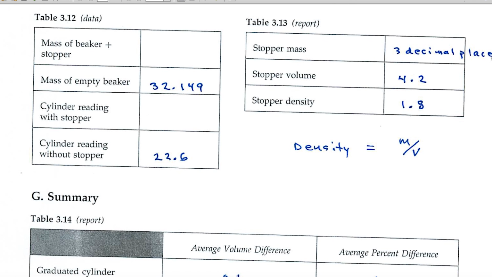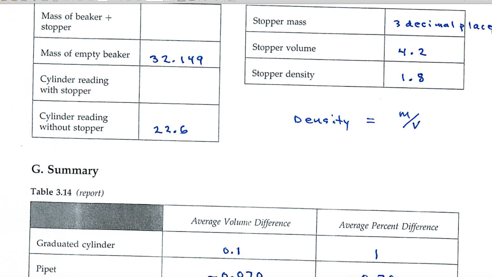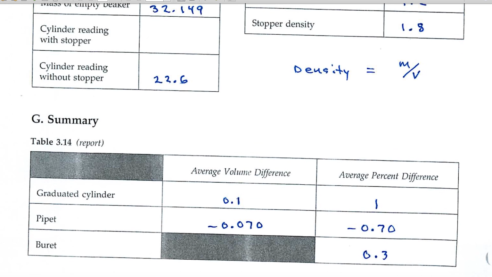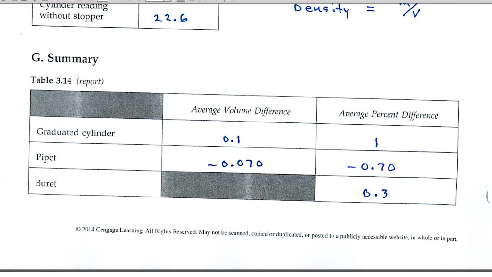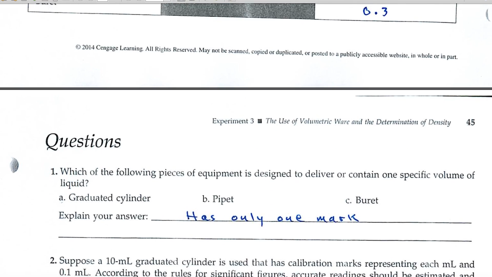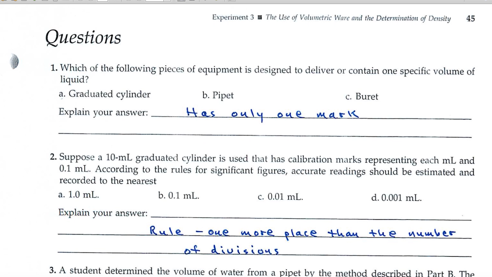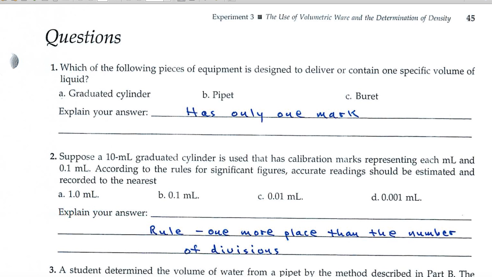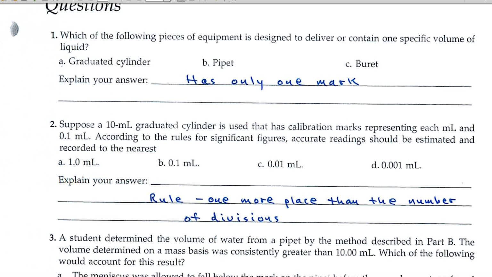Let's look at a summary chart now for everything that we've done. The graduated cylinder, average volume difference 0.1, percent difference 1, pipette 0.070, and a minus 0.70, and 0.3 for burette. I hope those numbers help you a little bit. Let's look at the questions at the end of the experiment, and some of these are pretty hard and will take you a little time.